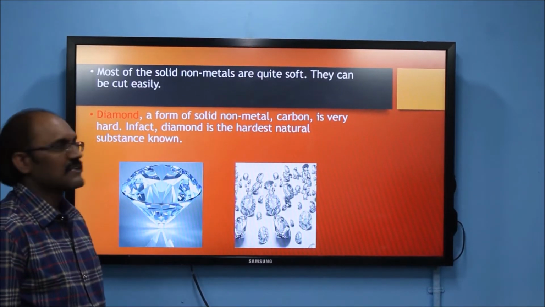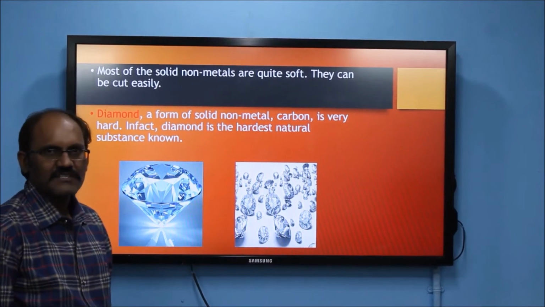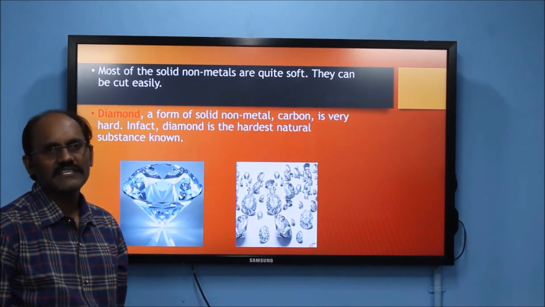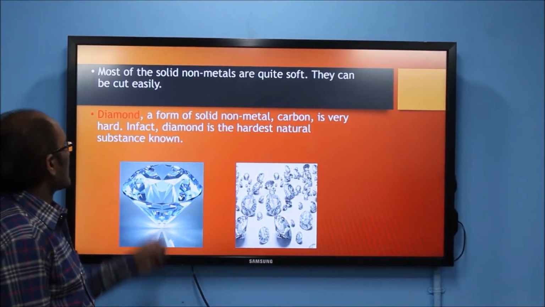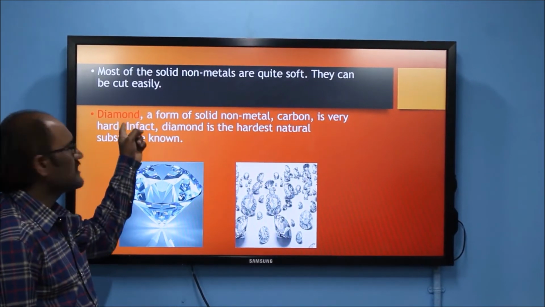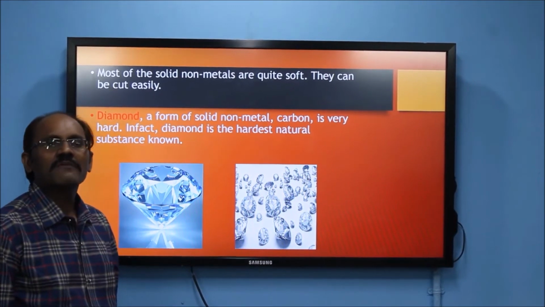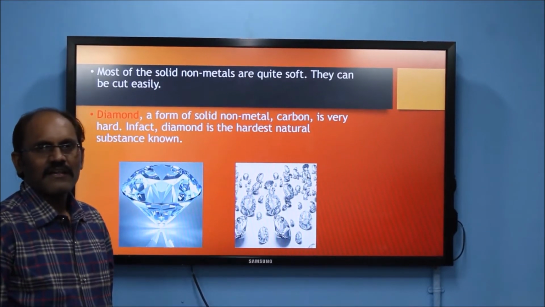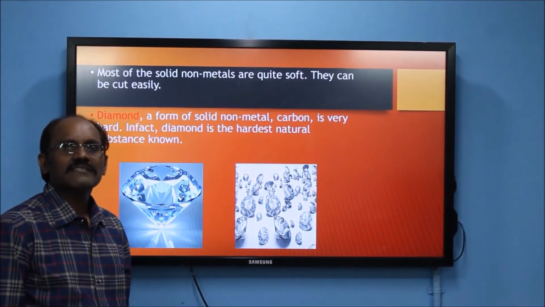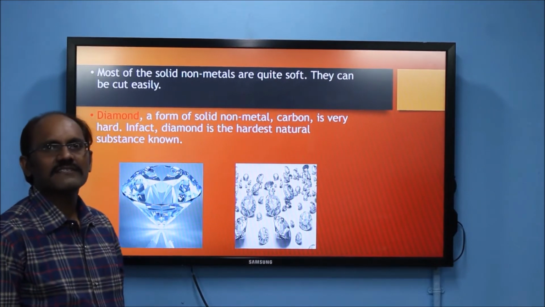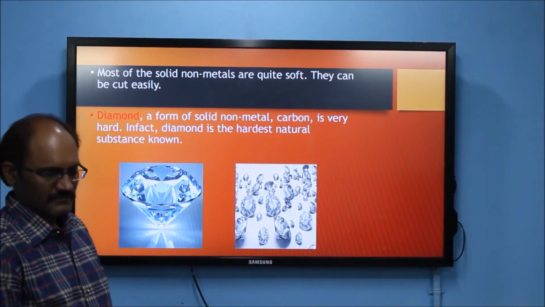Most of the non-metals are quite soft. They can be cut easily. There is one exception, that is diamond. Diamond is a form of the non-metal carbon. In fact, diamond is the hardest natural substance known.